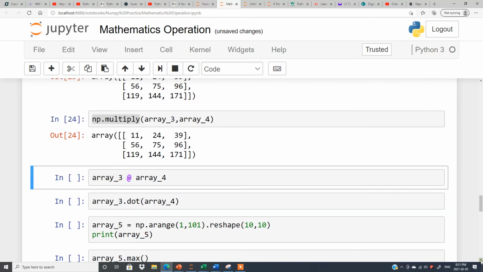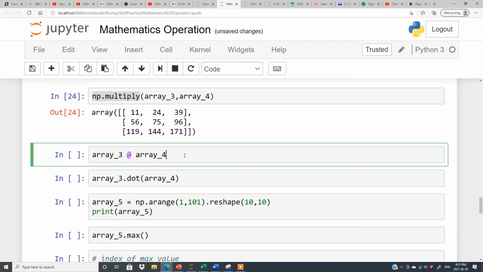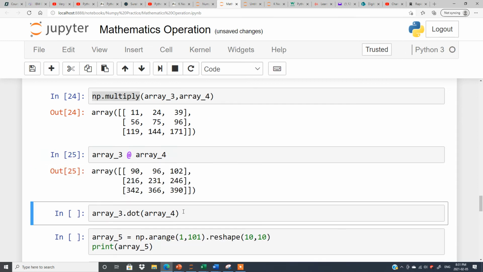But in actual practice, if you want to get the correct answer for how to multiply two matrices, it means you have to multiply a row with each column, right? Then you have to use this dot function. I will execute it. So this is the correct answer.